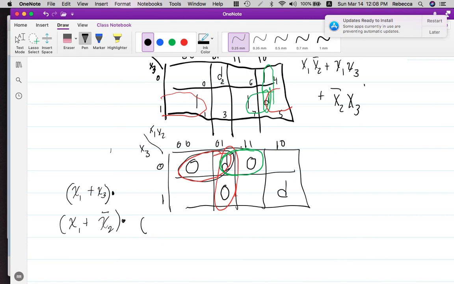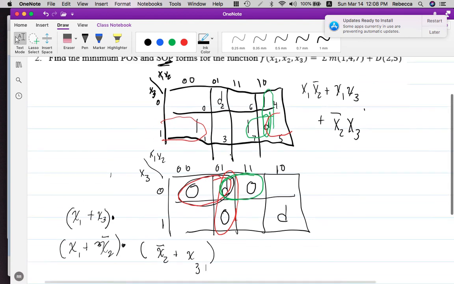And then our last group is this green one right here. They both have x2 equal to 1, so that'll be x2 bar. And they both have x3 equal to 0, so that'll be x3. Okay, so you can pretend it says x3 because my computer's acting up right now. So that's that one, and see if it goes with my notes. x2 bar, x3, x2 bar, x3, x1, x2 bar, x1, and x3.